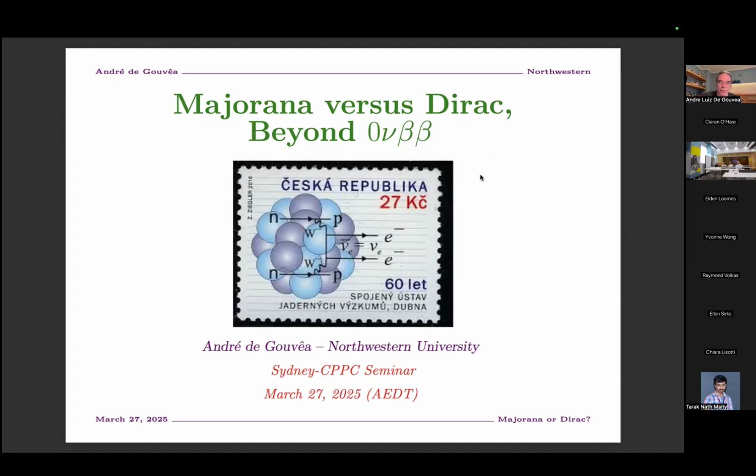Just for people who don't know, that's one question people ask. This picture here on the cover is a commemorative stamp celebrating 60 years of Dubna. And it does have a double beta decay in this particular Czech stamp. Okay, so let me change slides.